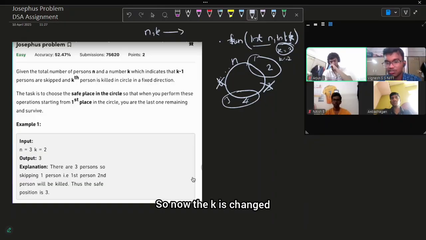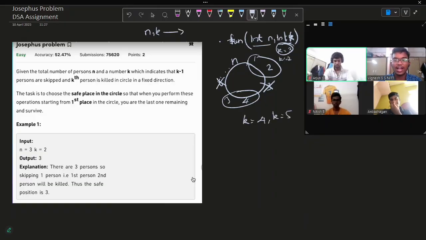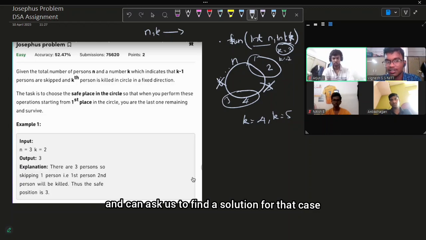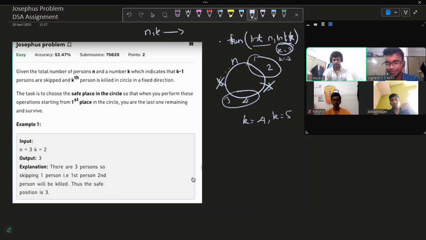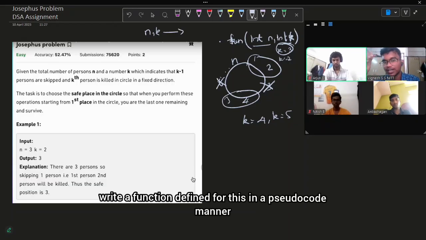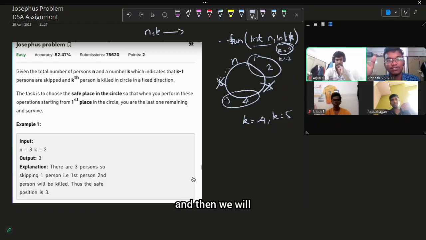So now k is changed. They can give k equal to 4 or k equal to 5 and ask us to find the solution for that case. So we want to generalize an approach, and then we'll write a function for this in pseudocode, in an easily understandable logical manner, and then we will get the outputs.